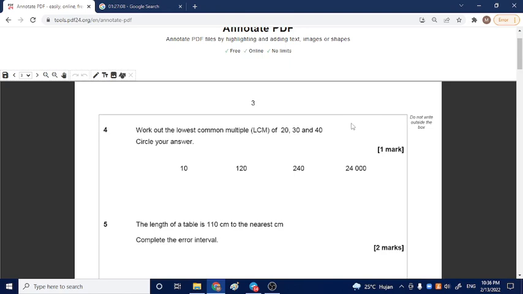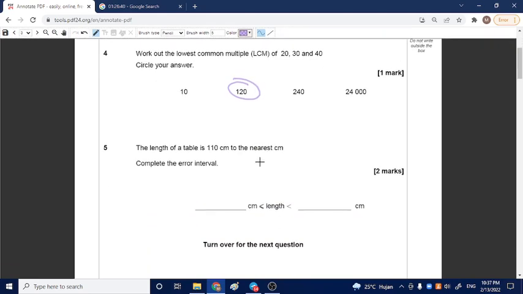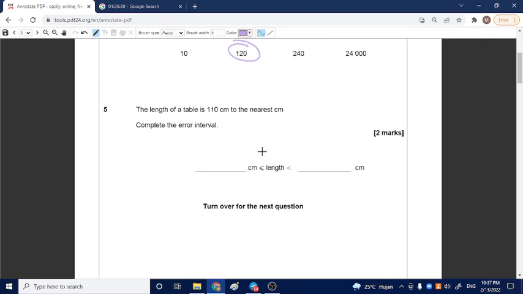Work out the LCM of 20, 30, 40. Quite simple actually. We know that the 0 can be left out, so we need to find the LCM of 2, 3, 4. 2 can be left out because 2 is already a divisor of 4. So the LCM of 3 and 4 is 12. The answer will be 120. I mean, for simple things like this, I don't think I need to elaborate that much.